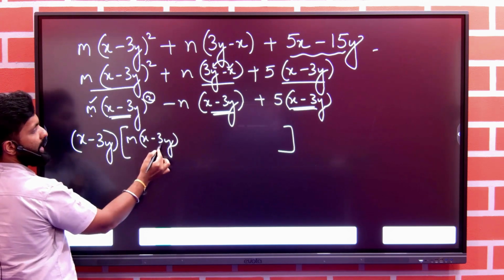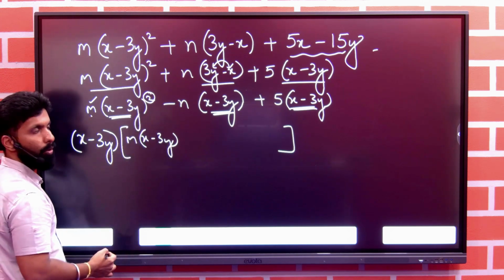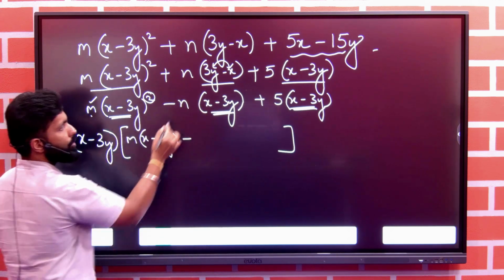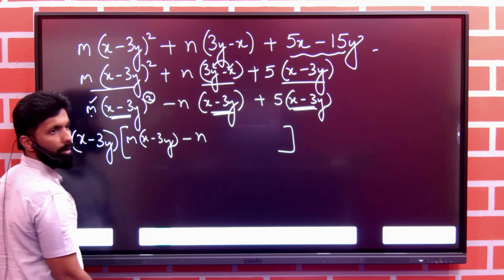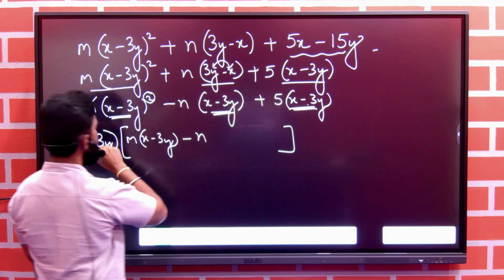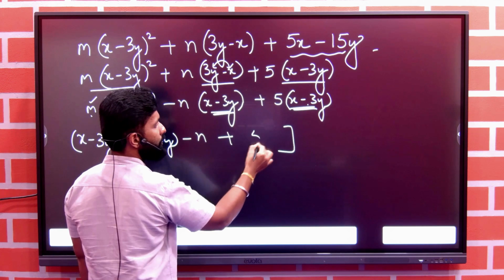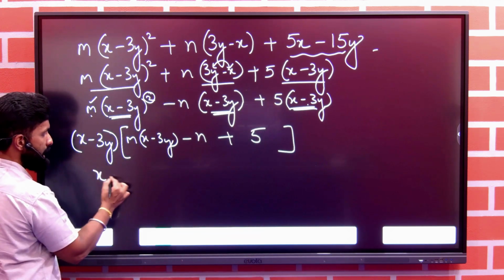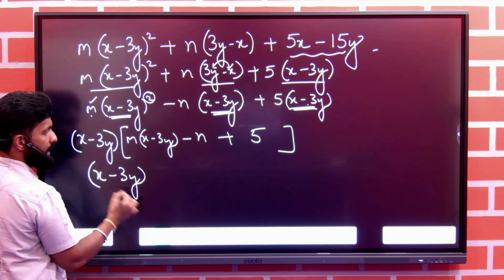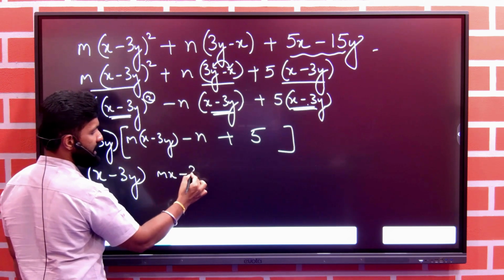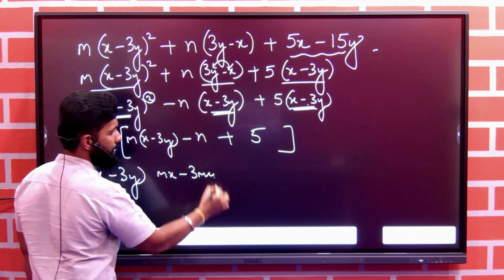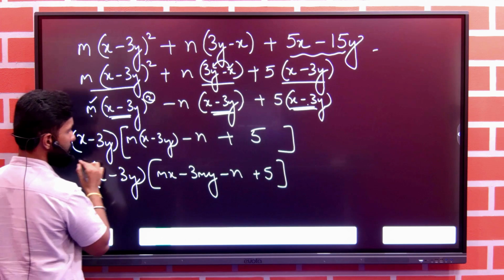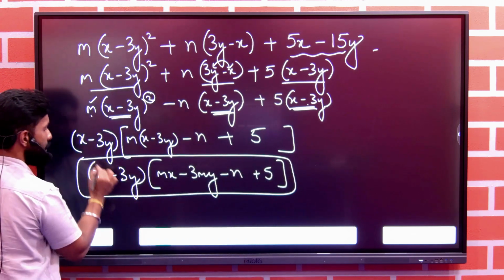Because x minus 3y into x minus 3y is x minus 3y the whole square. Okay. Minus. This x minus 3y is already out. So what's remaining? Only minus n. Similarly, this also is already out. So what's remaining? Plus 5. Yes? So that's my answer. So how do I represent my answer? x minus 3y into m(x minus 3y) minus n plus 5. So this is my final answer.